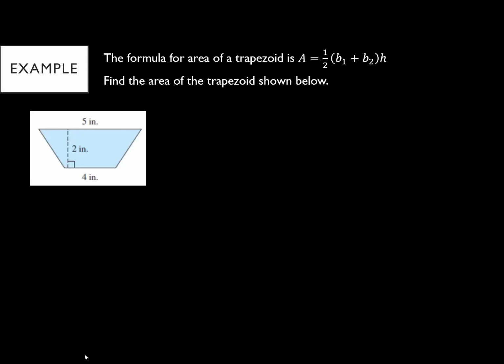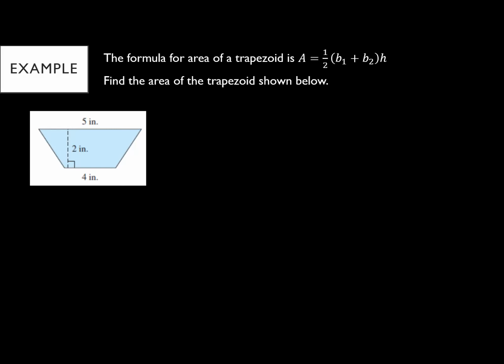So we're going to start with this example. We've got a trapezoid here. A trapezoid means that you've got two parallel lines, and then the other sides are not parallel. They usually sort of look like triangles. Our formula for a trapezoid is A equals 1/2 times (B1 plus B2), and then times H.